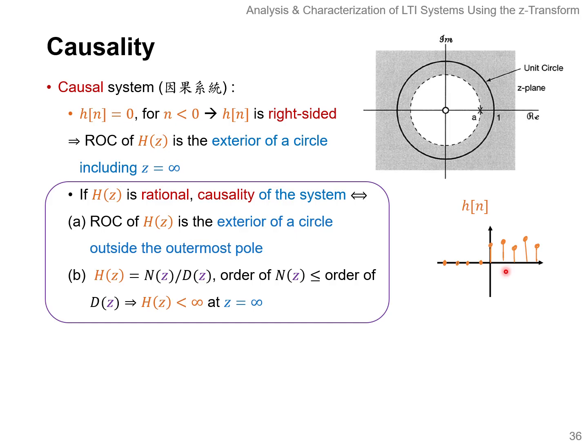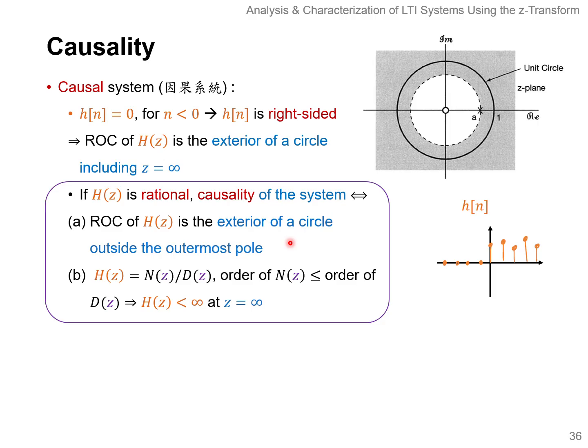Because h of n is right-sided, the ROC of H(z) must be the exterior of a circle, and it must include z equals infinity. So if H(z) is a rational function, then causality has two simple rules. First, the system is causal if and only if the ROC of H(z) is outside the outermost pole. The ROC is the exterior of a circle that lies beyond the largest pole magnitude.